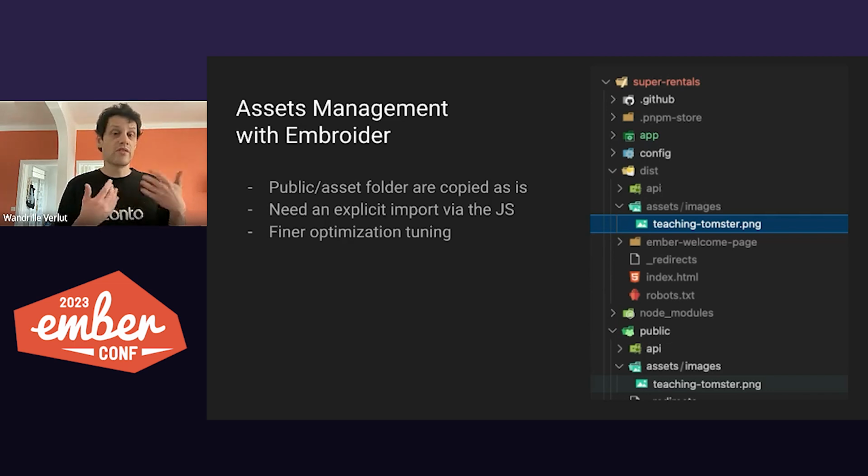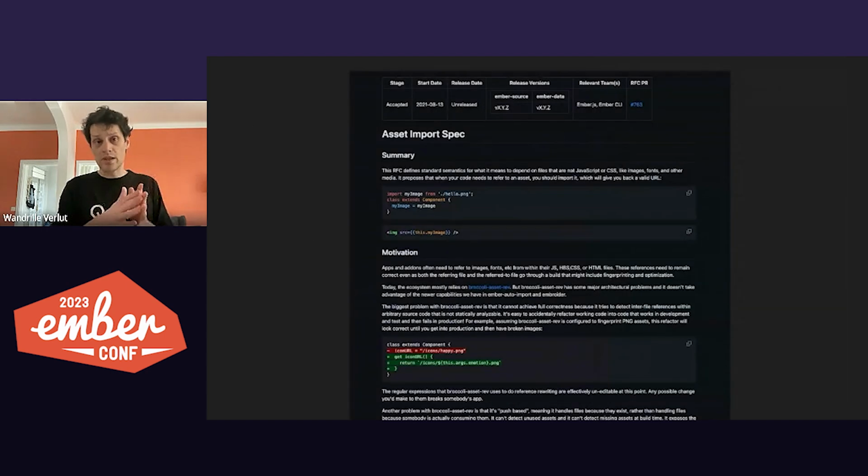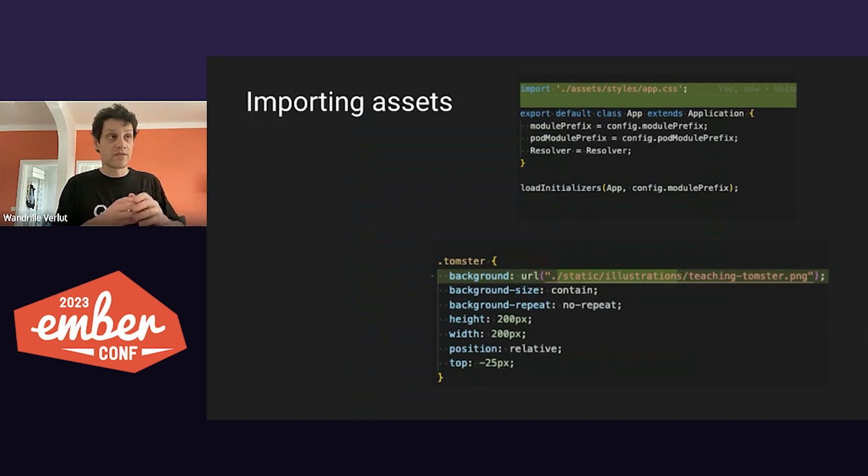If you need your asset to be available in your app, you will have to make some change. This whole topic is discussed at length in a spec. Remember, we mentioned that we switched to a pool system. So this spec proposed that when your code needs to refer to an asset, you should import it, and you would get back a valid URL. So for instance, if it's from within the CSS, if you want to use an image as a background, then you should move the image from inside the app folder and actually make sure that you import the CSS files that we rely on.